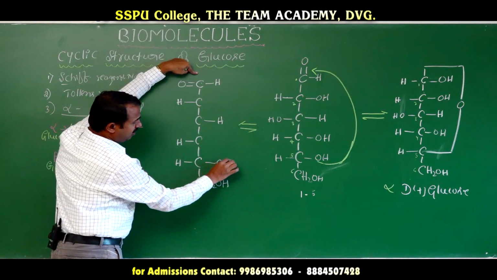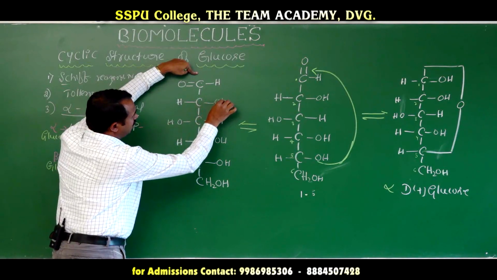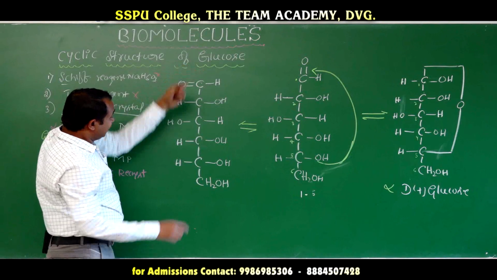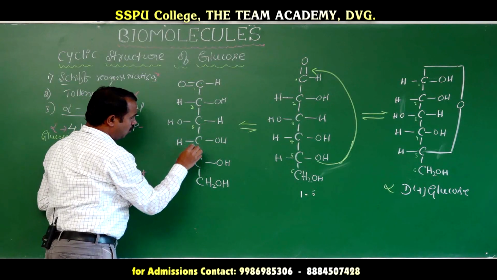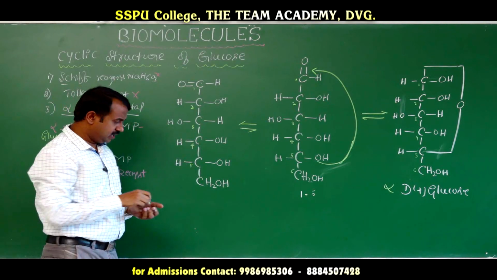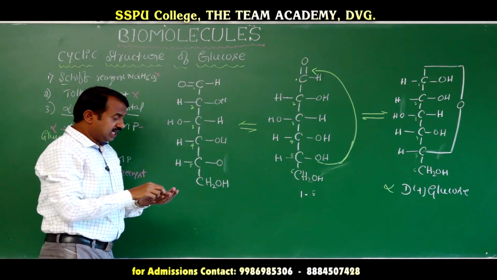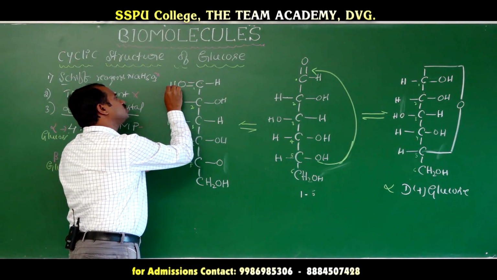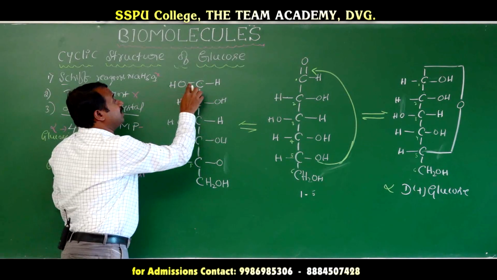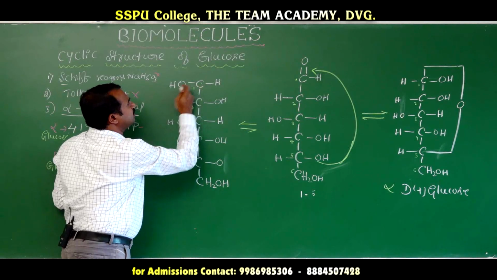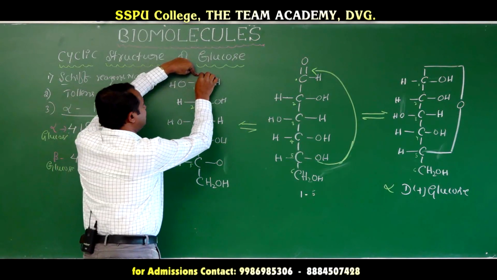Next, go for the hydroxy group, here also hydroxy group, and here also hydroxy group. Okay, numbering: 1, 2, 3, 4, 5. Here, C5 carbon to C1 carbon. The proton here is shifted to the carbonyl compound. Here the double bond is converted to a single bond. Here the oxygen atom is linked to the anomeric carbon, C1 carbon.